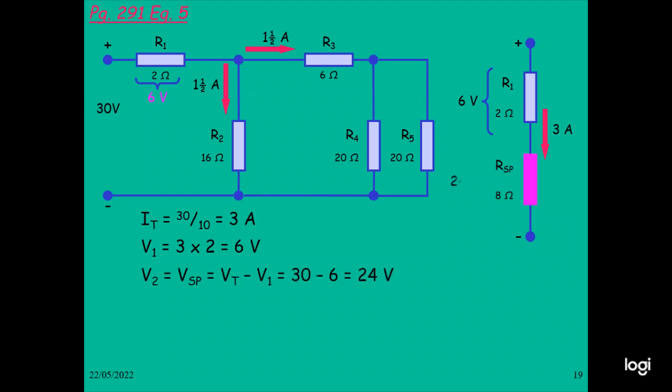And then V2 we also calculate. V2 equals VSB equals VD minus V1. So VD is 30 volt minus V1 is 6 volt, you get 24 volt. So this voltage is 24.